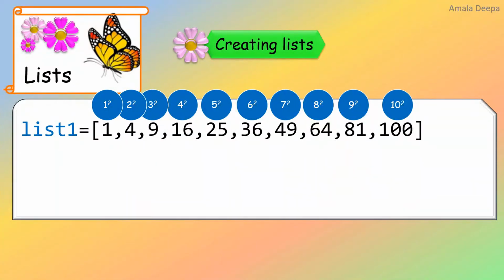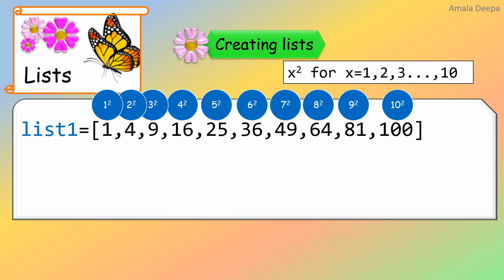The powers are all the same in all the elements. The power is 2. Only the base value is changing. But it is changing in a series, in order. 1, 2, 3, 4, 5, 6, 7, 8, 9, 10. They are the base values. So, if we take x as a variable, then we can write an expression for all these values. That is x power 2. And x takes the values 1, 2, 3, 4, 5, 6, 7, 8, 9, 10. So, we have x squared for x is equal to 1, 2, 3, 4, 5, 6, 7, 8, 9, 10.